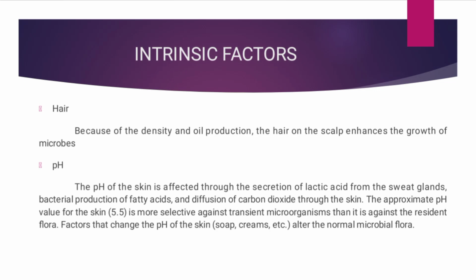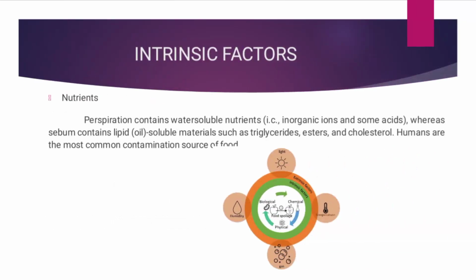pH. The pH of the skin is affected through the secretion of lactic acid from the sweat glands, bacterial production of fatty acids, and diffusion of carbon dioxide through the skin. The approximate pH value for the skin is more selective against transient microorganisms than it is against the resident flora. Factors that change the pH of the skin alter the normal microbial flora. Nutrients. Perspiration contains water soluble nutrients, whereas sebum contains lipid, oil soluble materials such as triglycerides, esters, and cholesterol.